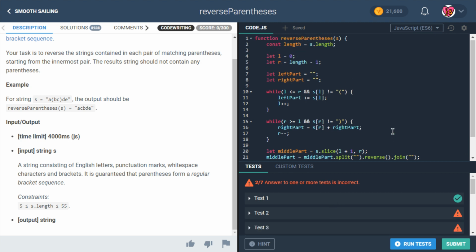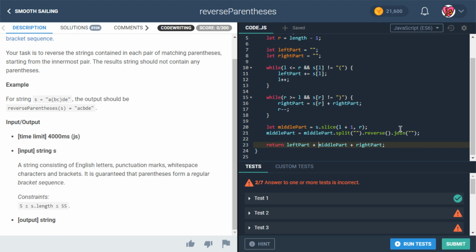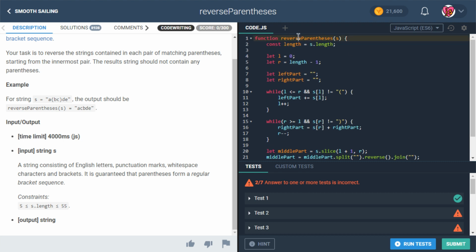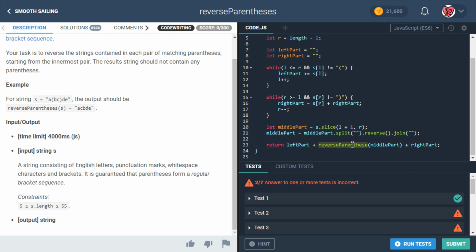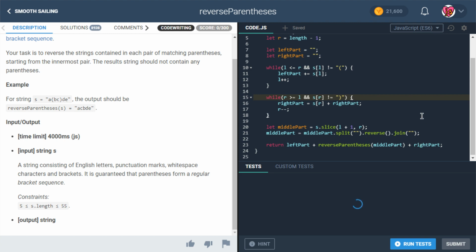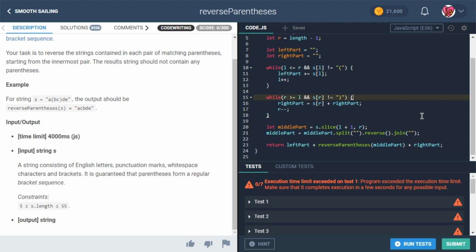So instead we'll do reverse parentheses of middle part. Reverse parentheses. I'm surprised it didn't do an autocomplete on that one. Did I spell that right? No, I didn't. So let's grab that and put it there. Okay, reverse parentheses, middle part. So let's see if that works. Okay. So that could be an issue.